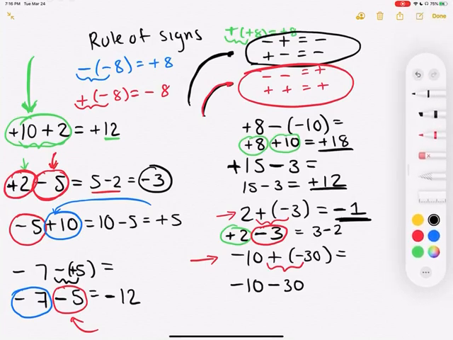Okay, now at this point, it looks like I have two negative numbers. I have -10 and I have -30. So the rule is if I have two numbers that have the same sign, I have to add them up. So 10 plus 30, the result is going to be 40. And then I have to give them the common sign. So the common sign is negative. And this should be my final result for this example.